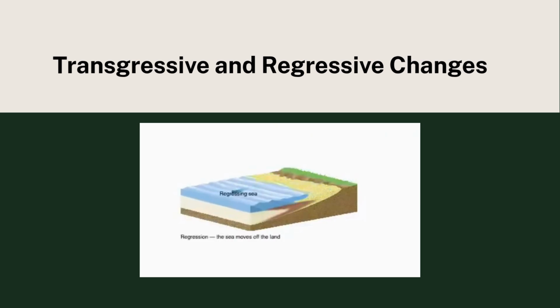So, this will be the last part of this presentation, the system of transgressive and regressive stages. In transgression, it is the rising sea level or subsiding land, while in regression, the sea moves down the land.